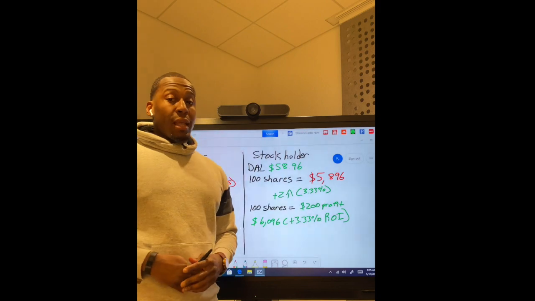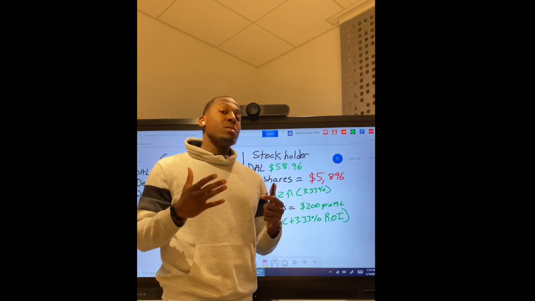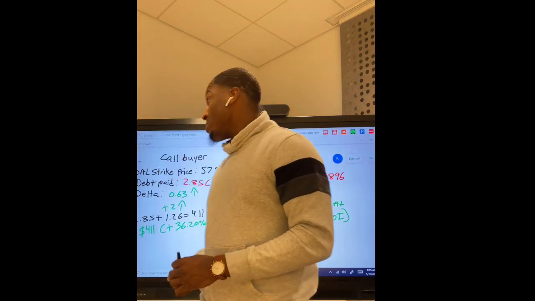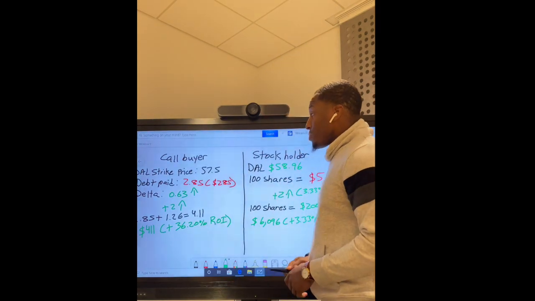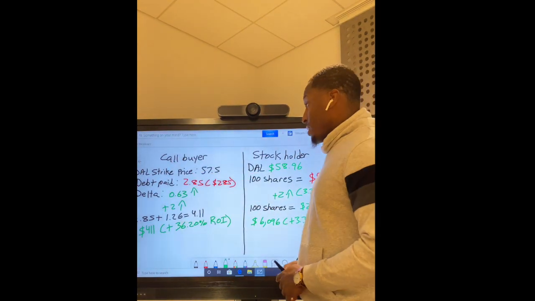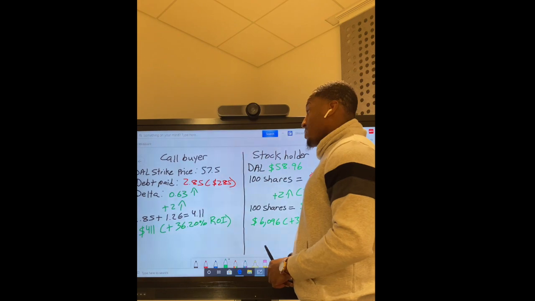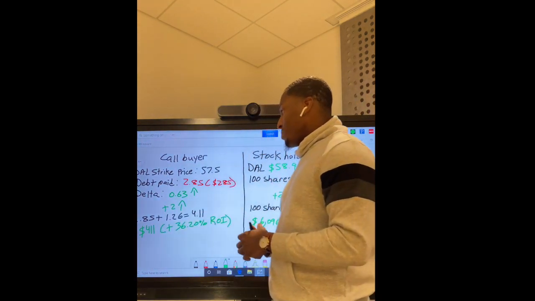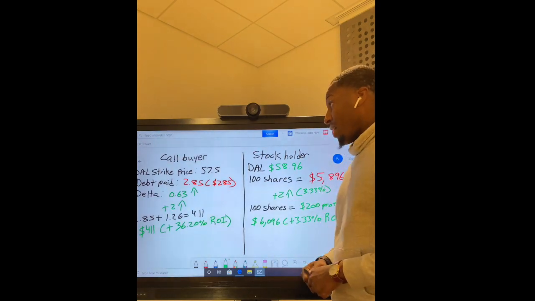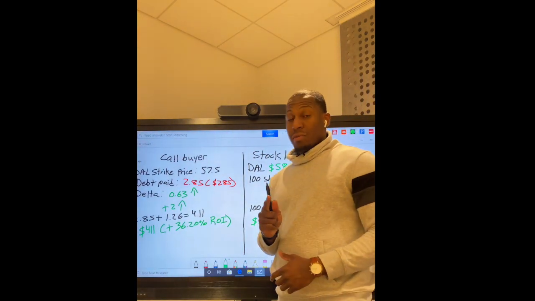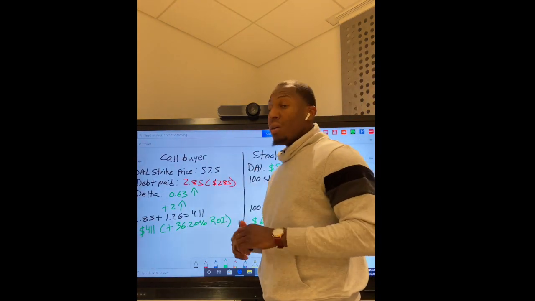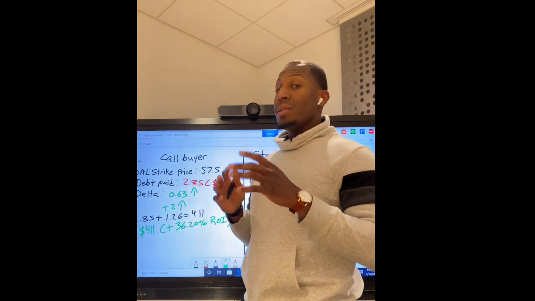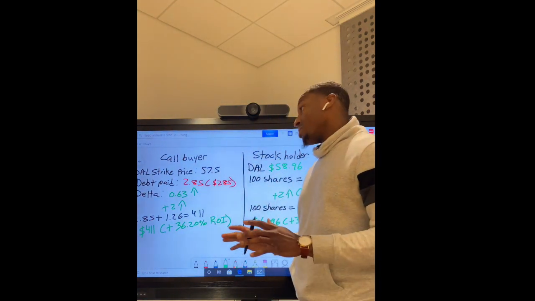Now, what does that look like for the call buyer? We're going to use the same company, Delta Airlines, but what we're going to do is lock in a strike price of $57.50. Now, of course, we have to pay a debit to lock in that price. Debit paid is $2.85. One call contract, remember, if we're going back to the definition, is going to give you the opportunity to control 100 shares of this underlying.